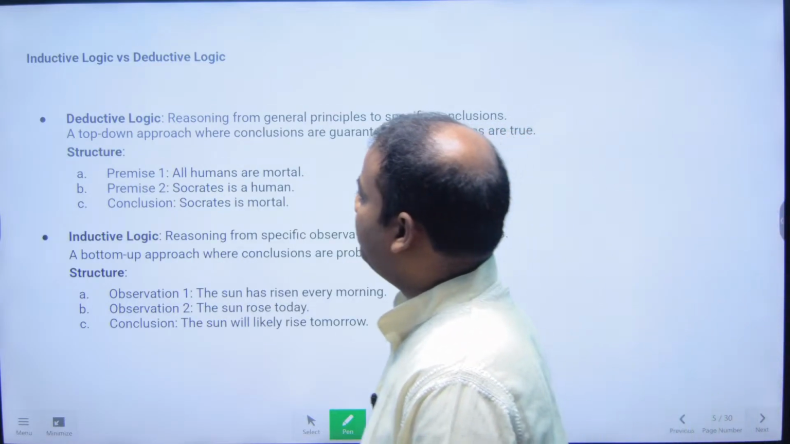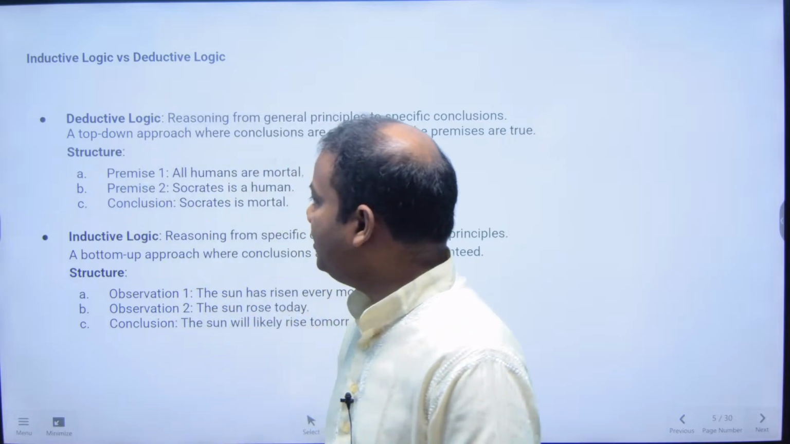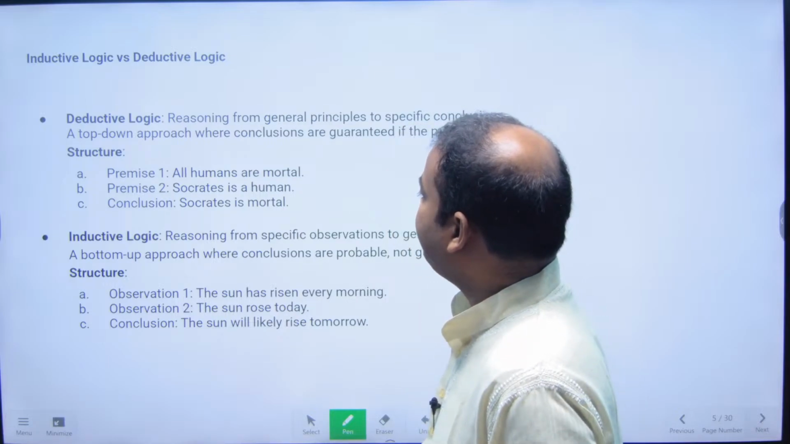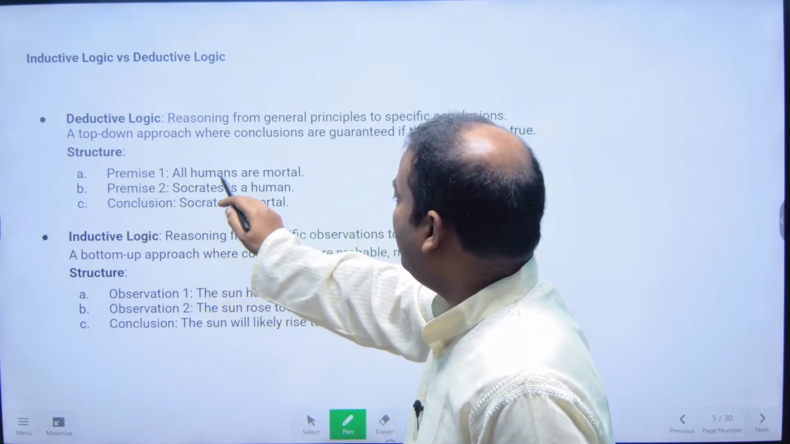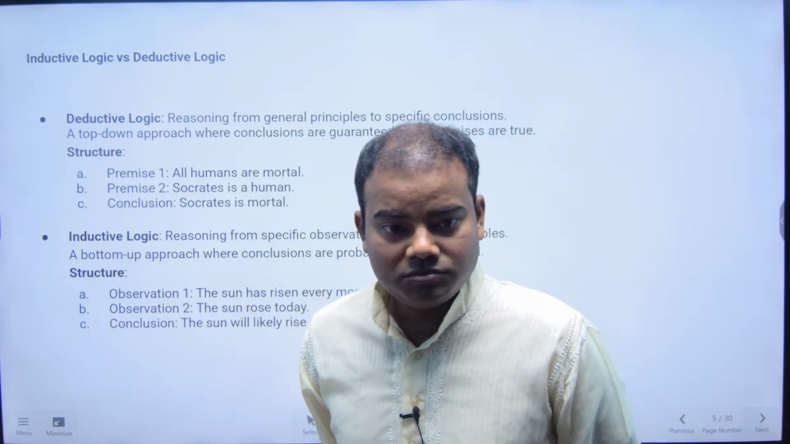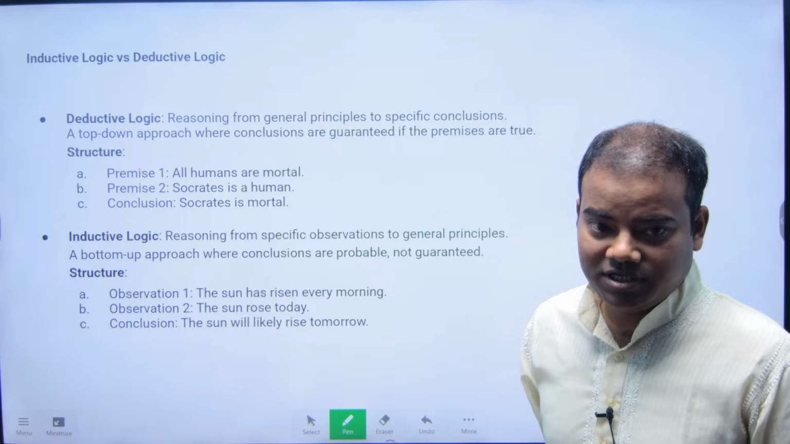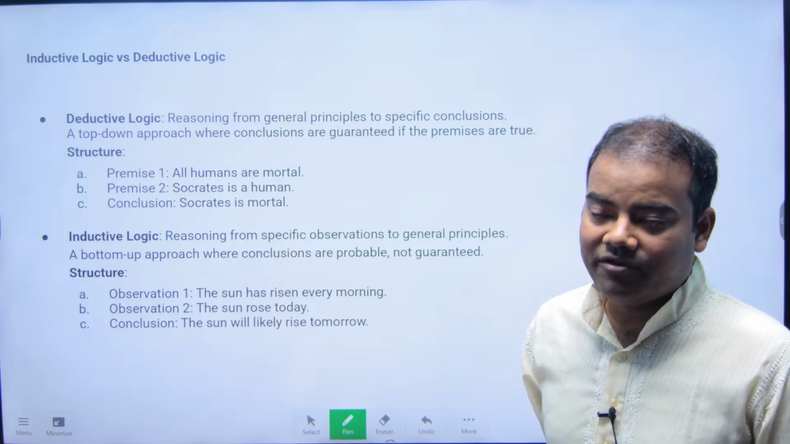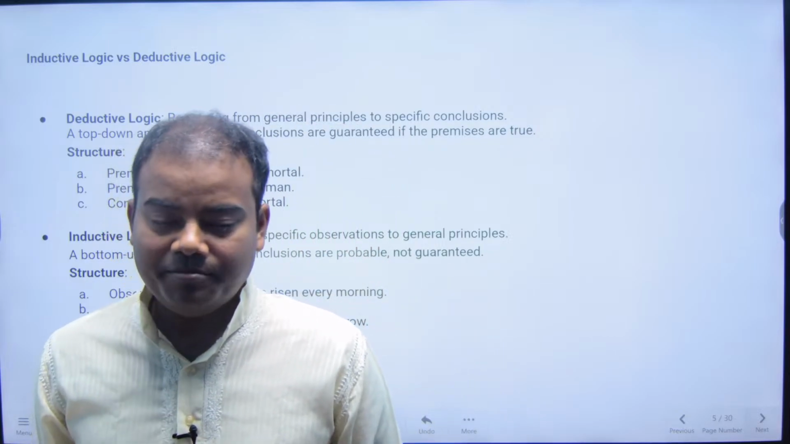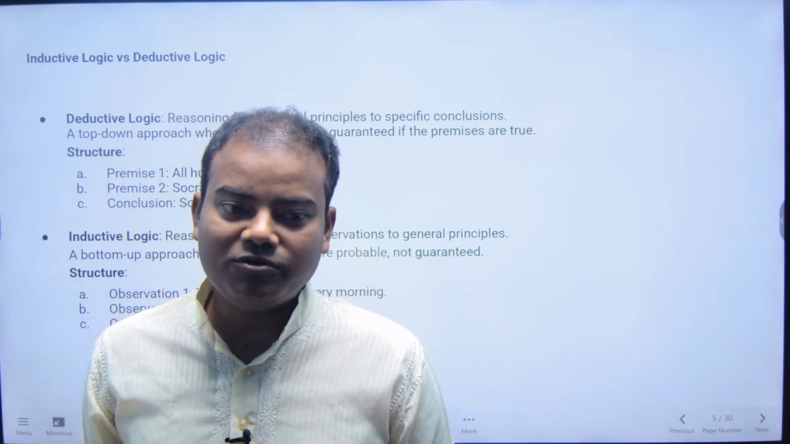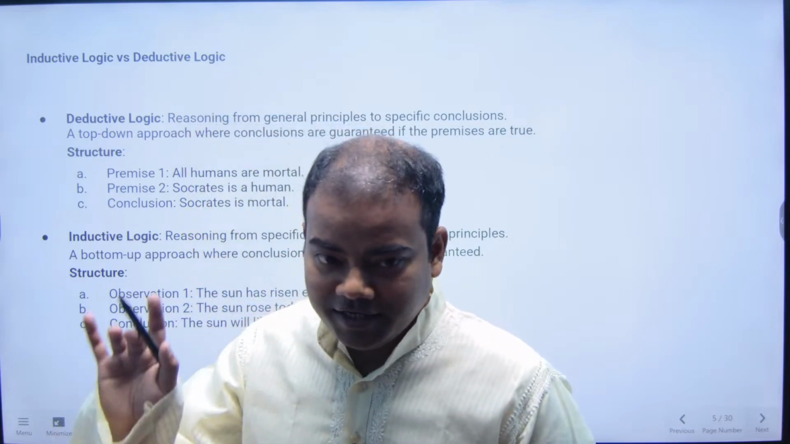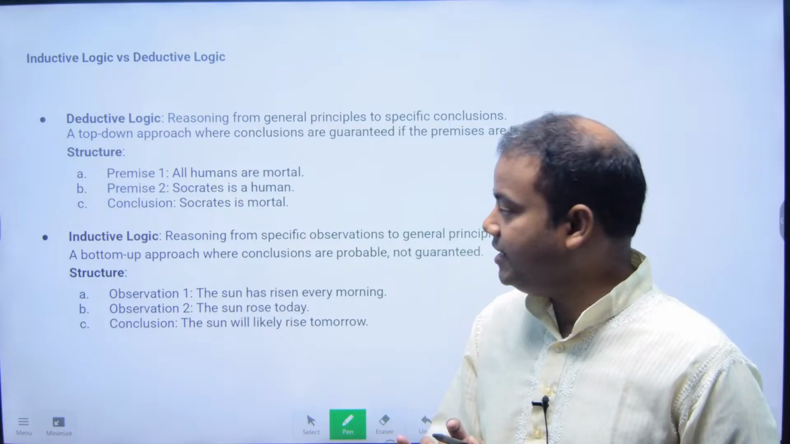Now there are two types of logic. One is deductive logic and another is inductive logic. So what is deductive logic? When premises are given like this: all humans are mortal, Socrates is human, therefore Socrates is mortal. So this is called deductive logic. Is it clear? If I say that every day the sun rises from the east, today is Monday, Monday is also a day, so the conclusion is that today also the sun rises from the east. Okay, so this is deductive logic. Is it clear?